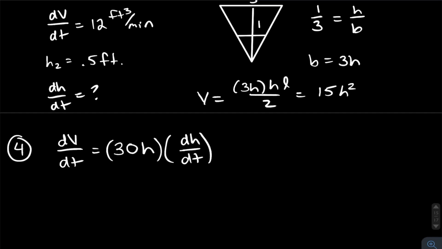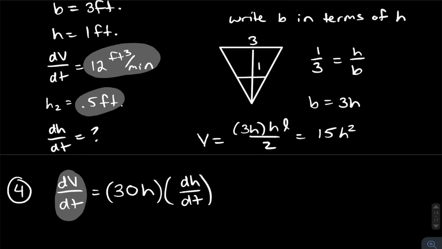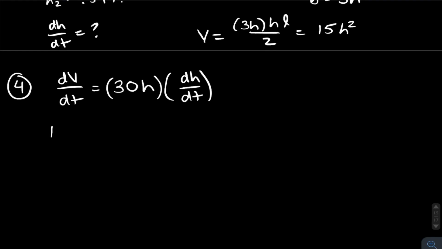Just like all that chain rule and implicit differentiation stuff that we did as a review in the orange section. If this is confusing at all to you, definitely go check that section out if you skipped it. So we have our height, that was 0.5 feet. We have our dV/dt, that was 12 feet cubed per minute. And now we're just going to be plugging in, finding dh/dt. We get 12 equals 30 times 0.5 dh/dt.